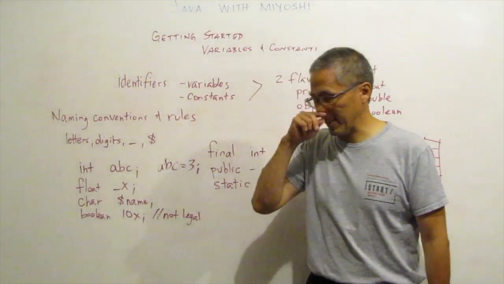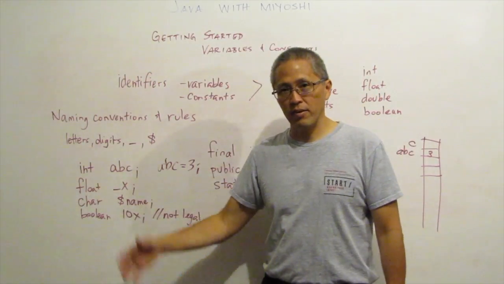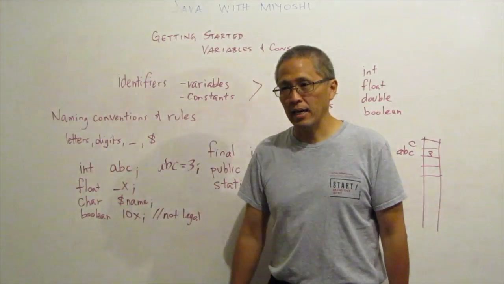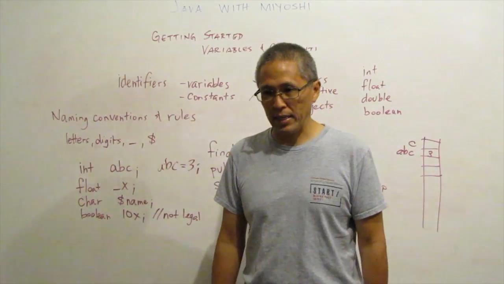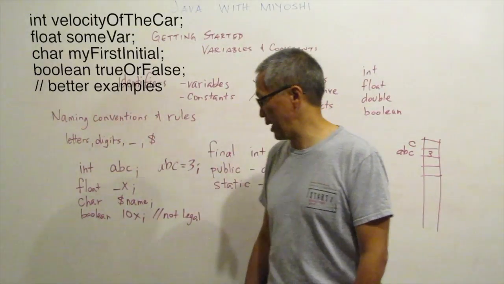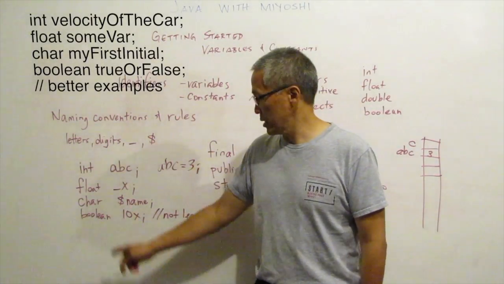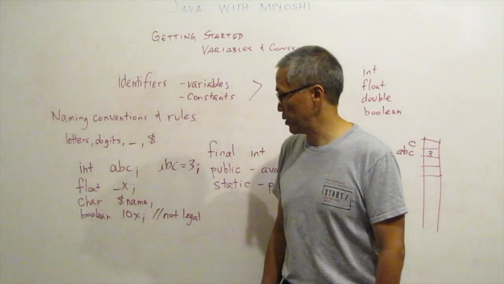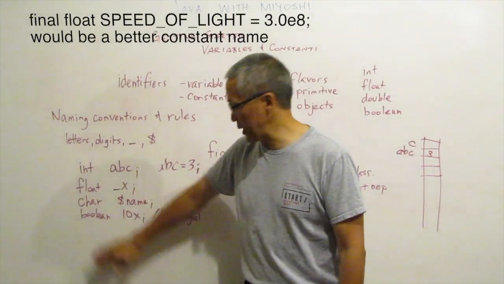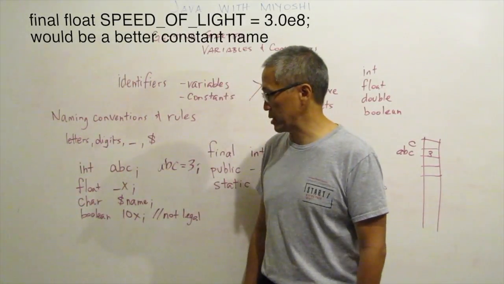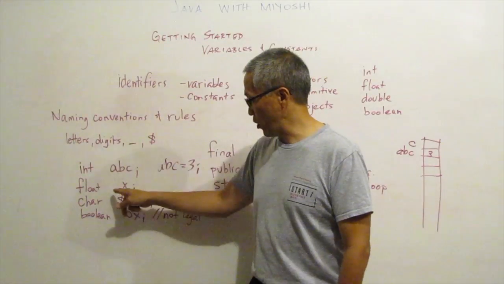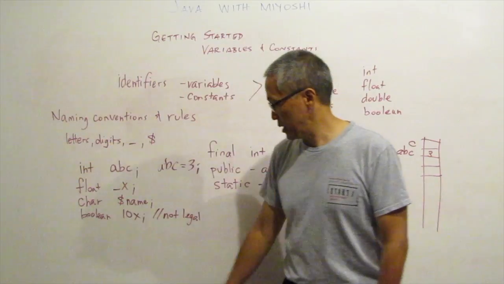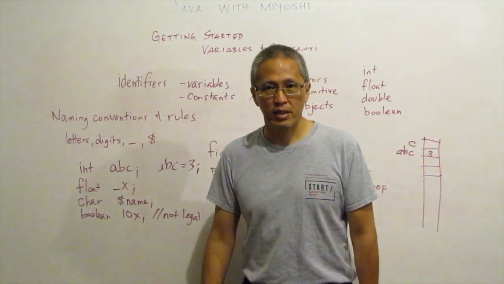And the convention would also say that if you do that, you want to have the first letter lowercase, and then for each of the words after that, you want to make the first letter uppercase. And then if you have a constant, you'd make them all caps, and you'd separate the words by underscores. Okay? So while these three here are legal, they're not necessarily following the conventions of readability, or of not using the underscore except to separate words in constants, and having that dollar sign in there. Okay?